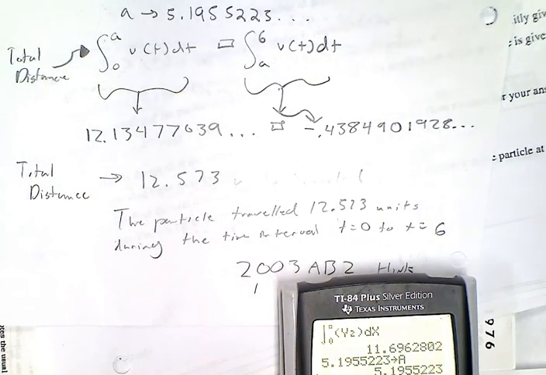Okay? So play with that, see if you can get 12.134700039 and see if you can get negative 0.43849. All that. And then you minus them. Okay. That's about all the time that I want to take up.